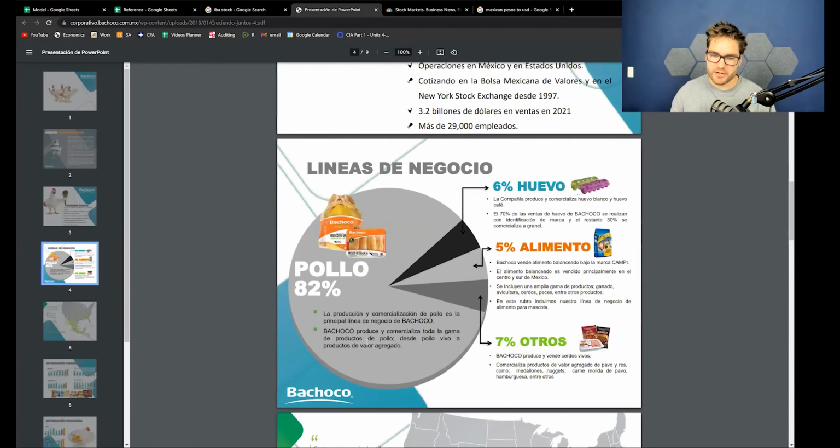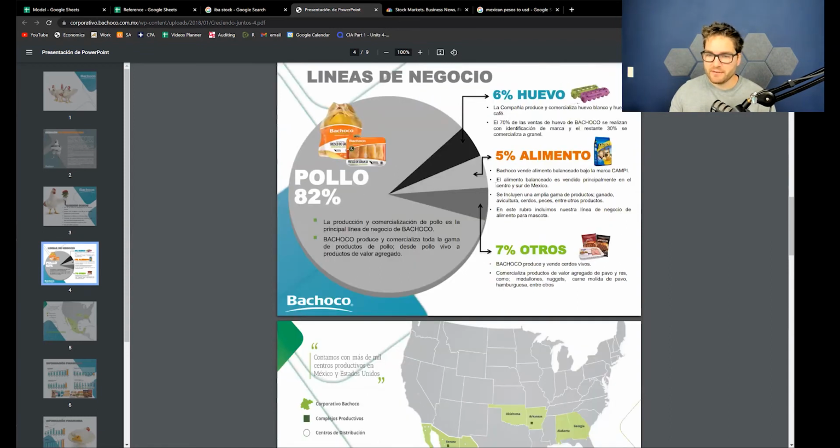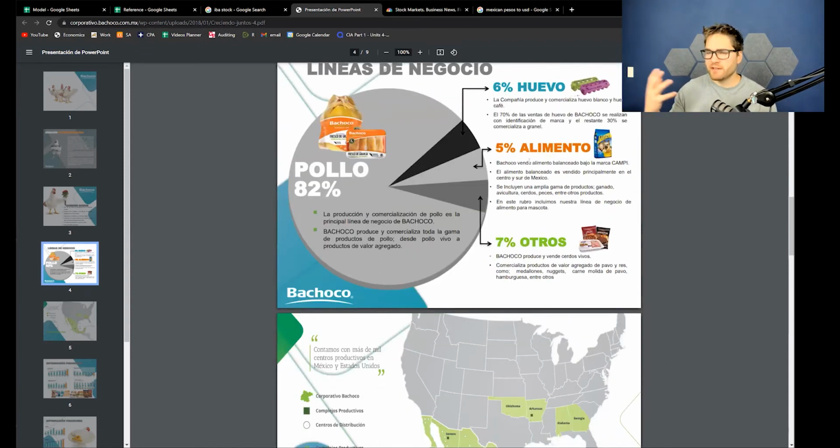They have 82% chicken. They also sell eggs. Obviously that's a component of raising chickens over time, you get eggs, right? Pretty obvious. And then this is feed, basically for dog food, cat food, stuff like that. So it's a very small portion of their business, but that might be a fast growing segment. You can kind of see here by the pictures.